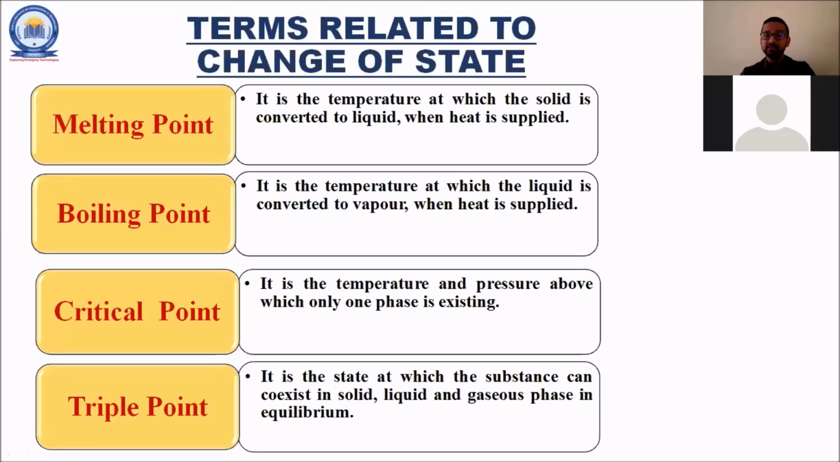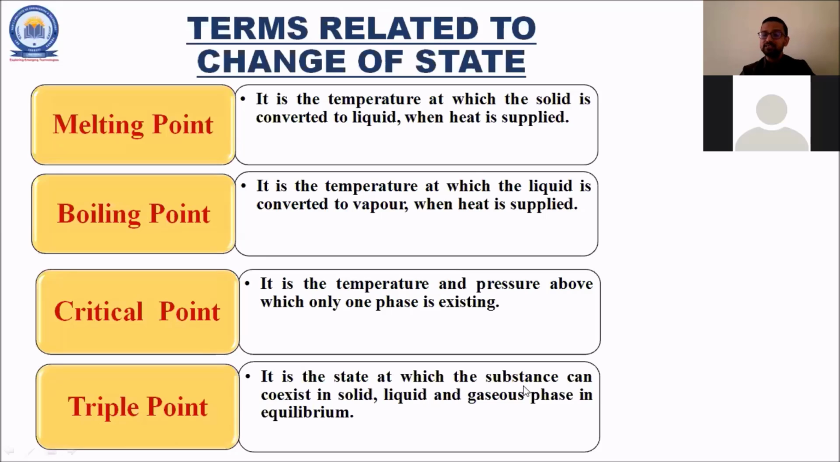Remember friends, the critical point is the temperature and pressure above which only one phase exists. That means at this particular point, the temperature and the pressure values remain constant, and at this point we will have only one phase of the substance. That one phase can be either the solid phase, the liquid phase, or the gaseous phase. So repeating the definition once again, the critical point is the temperature and the pressure above which only one phase exists. And the last important term is the triple point.